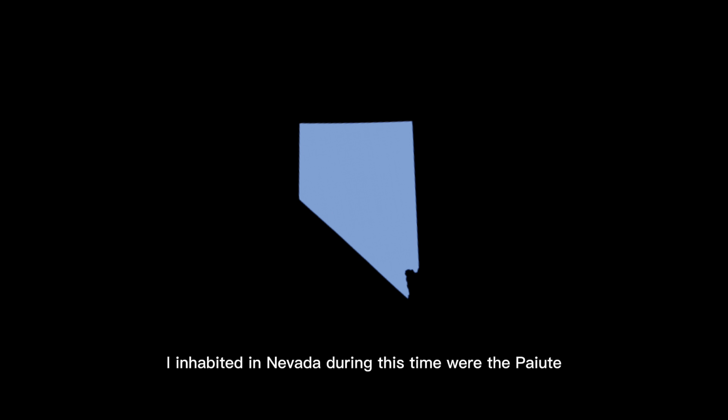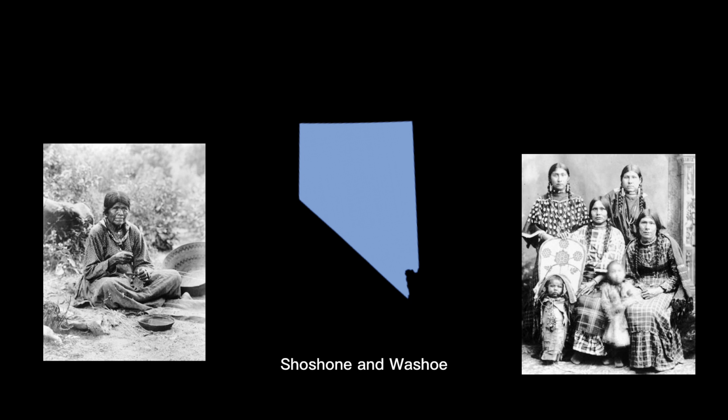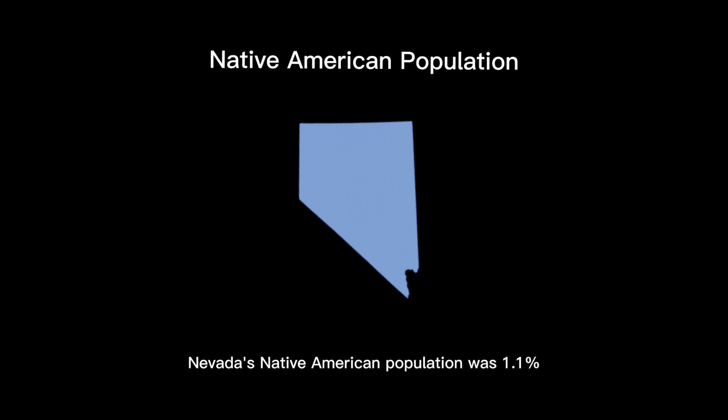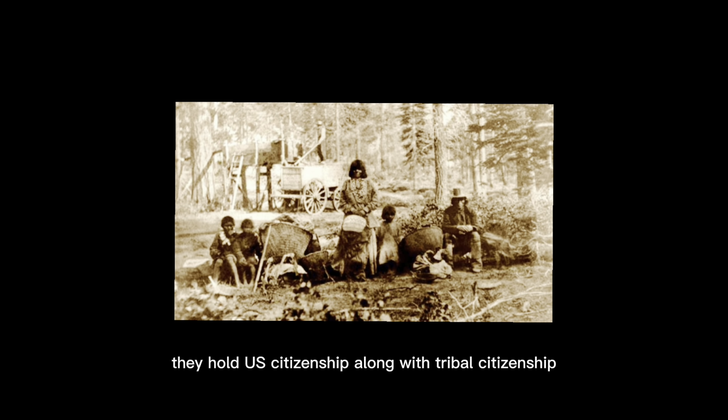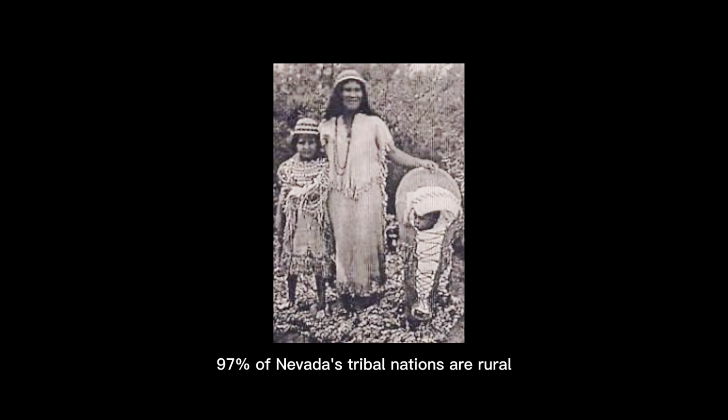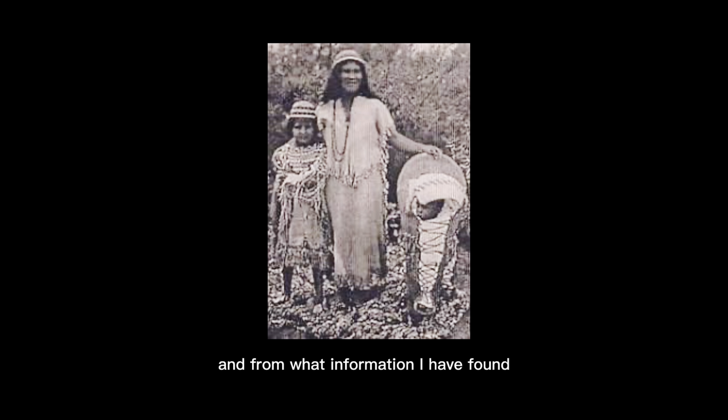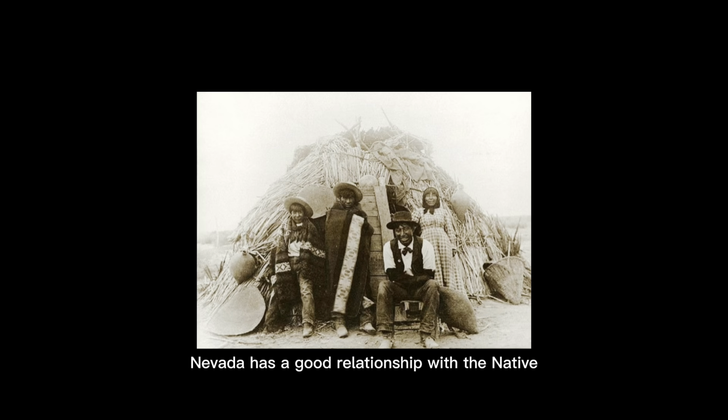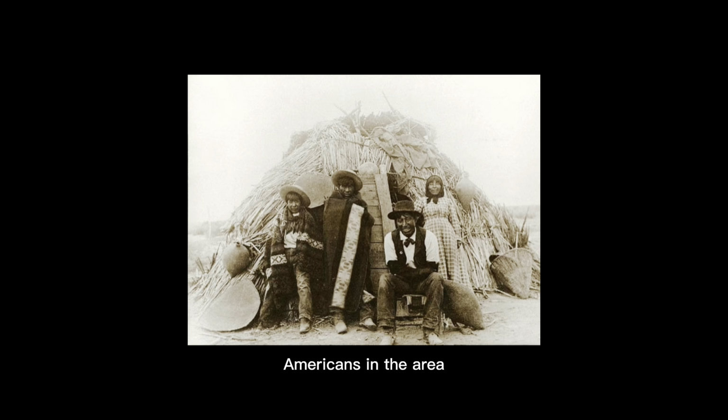The main Native American tribes that inhabited Nevada during this time were the Paiute, Shoshone, and Washoe. Nevada's Native American population was 1.1% of the population. Native Americans have dual citizenship. They hold U.S. citizenship along with tribal citizenship. 97% of Nevada's tribal nations are rural, and from what information I have found, Nevada has a good relationship with the Native Americans in the area.